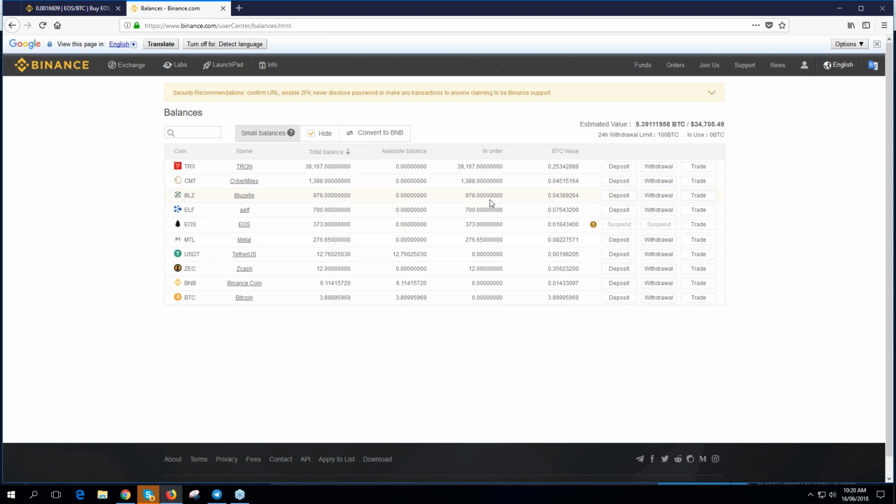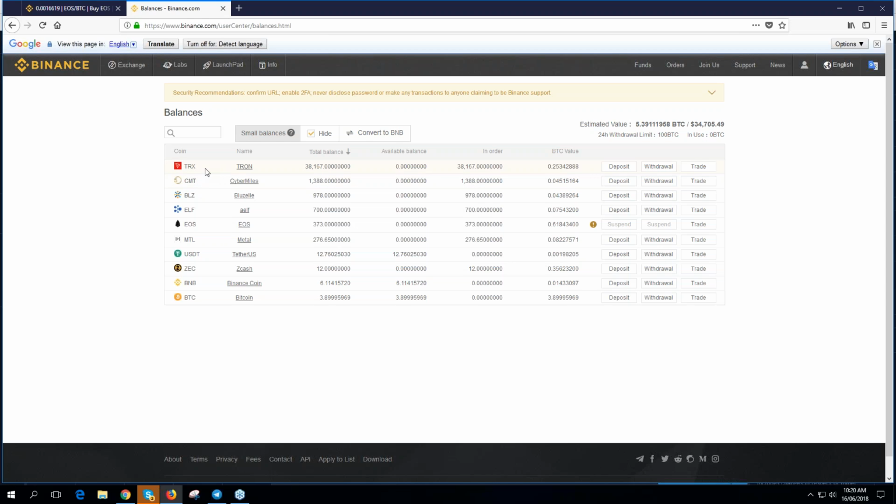BLZ, I'm holding 978 of them. CMT is the last of the. I had CMT and we hit all the targets except one, but I'm not panicking. I'm not going, oh, I'm going to cash it out. No, I'm not doing that. I'm sitting on it and it will hit.